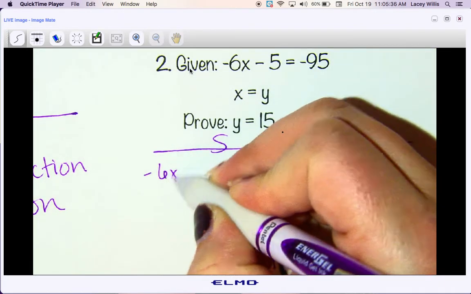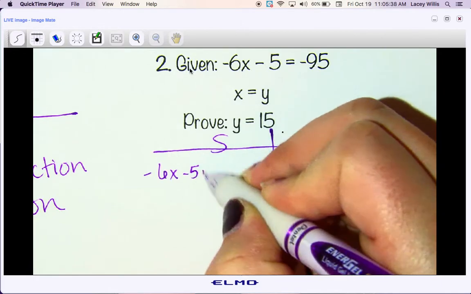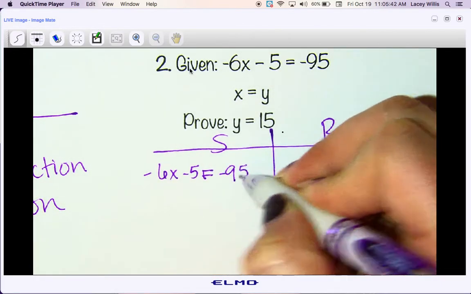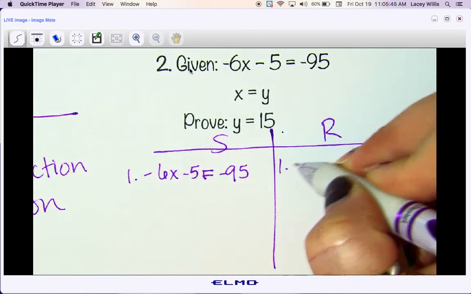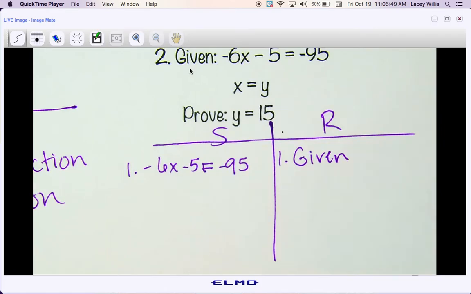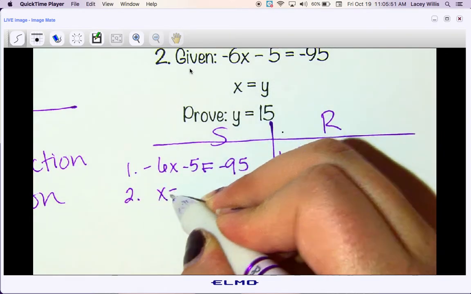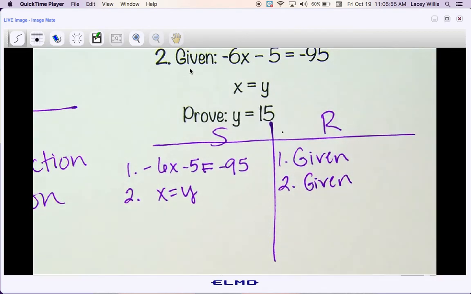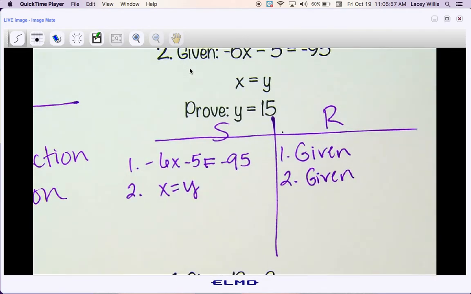So negative 6x minus 5 equals negative 95. So that's given. Wait, what do we do with x equals y? That also goes as a given. So if it gives you more than one given, that means you needed both of those things to get to your goal. It's not going to tell you more information than you need.